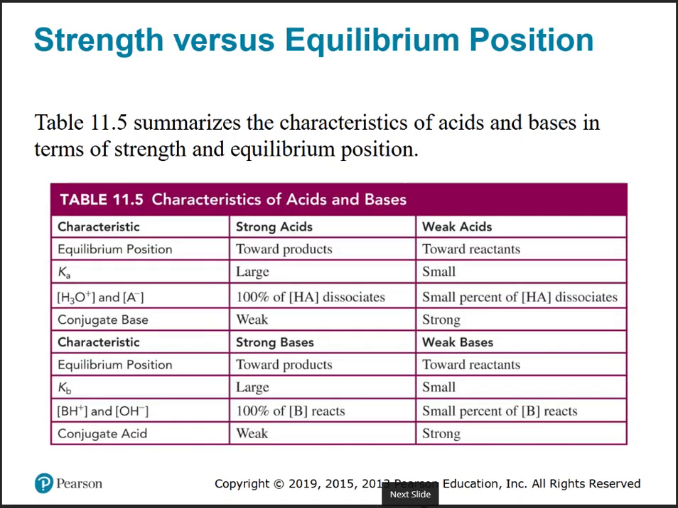Okay. This table summarizes the characteristics of acids and bases in terms of the equilibrium position, whether the Ka is large or small, and all of that we just talked about. So this is a really good summary table for when you're doing your homework or class participation assignments. So just keep that in your back pocket. If you want to copy it down in your notes at another time, you can do that. But it's definitely a good one to hold on to.